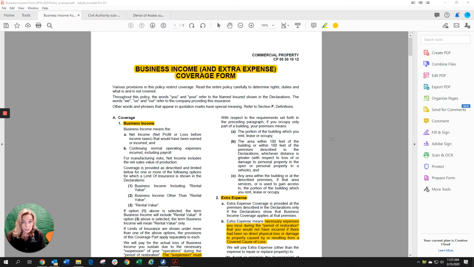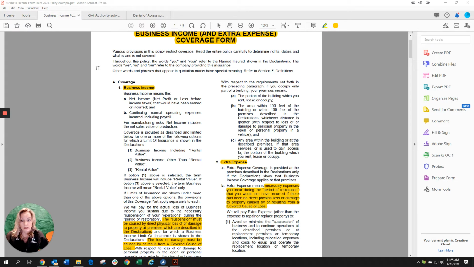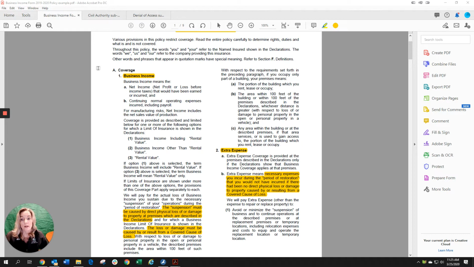I recommend that you go take a look at your own policy, contact your agent, ask them for your forms, copy of your policy, and then read them. So this is, again, just educational. This is one example of an ISO form. So you'll notice here at the top that it says business income extra expense form. The beginning of the policy on this page reads, what is business income? So it talks about what your coverage is.